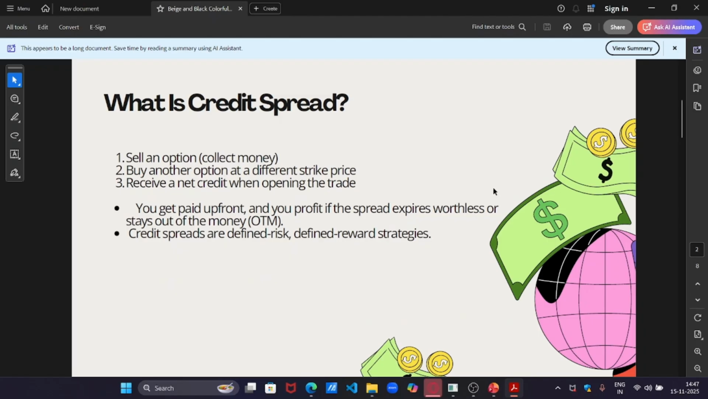Now, the first question is, what is a credit spread? In a credit spread, you sell an option, which means you are collecting premium, and you buy another option at a different strike price, which means you are giving premium. Here you are collecting premium, here you are giving premium. Since the option you sell will be at a higher premium and the option you buy will be at a lower premium, overall you will receive a net credit when opening the trade.